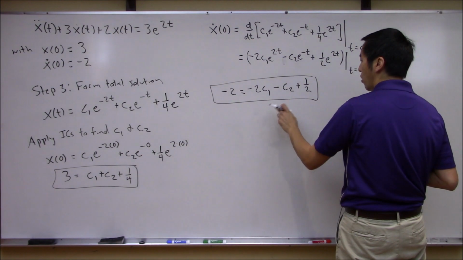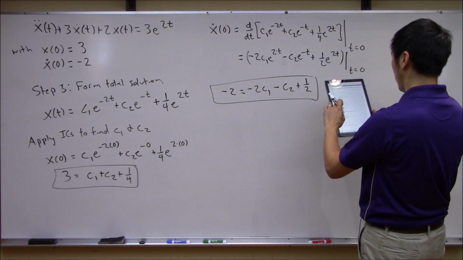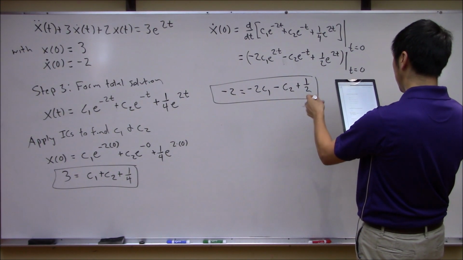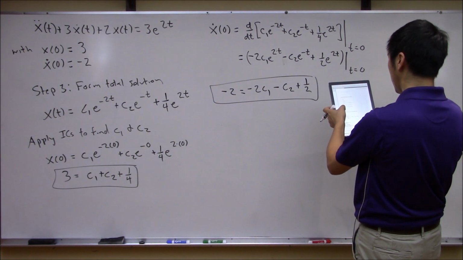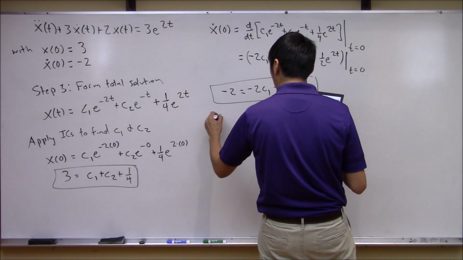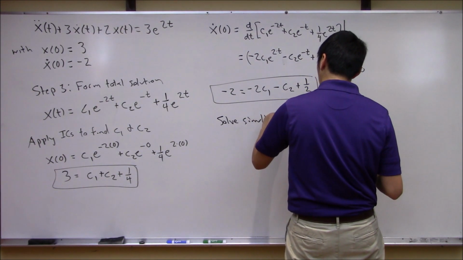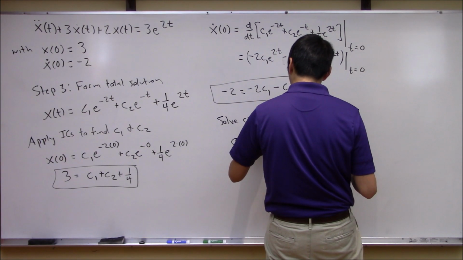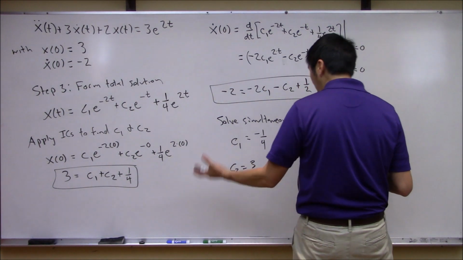So here we go. Now we've got two equations for two unknowns. Let me just make sure I wrote that down correctly. Minus c1 plus a half. Yeah, okay, great. So solve these two simultaneously, and we're going to basically get c1 has got to equal negative 1/4 and c2 has got to equal 3. So we're basically done.